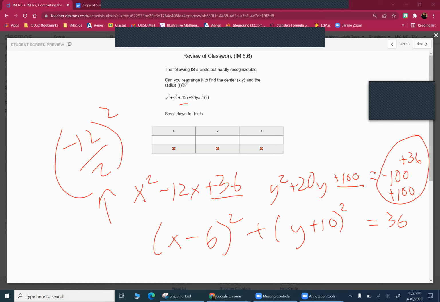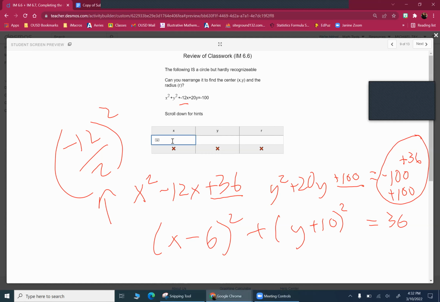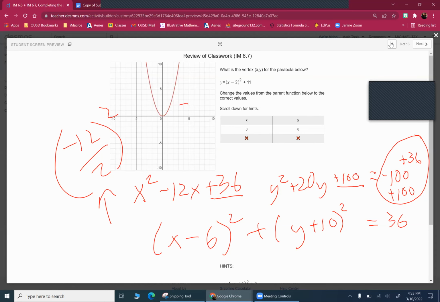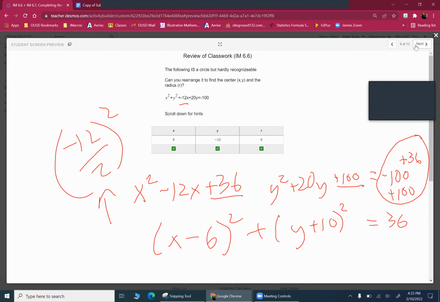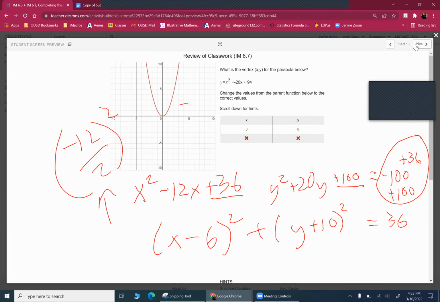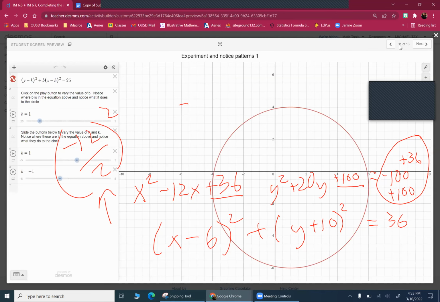Once it's written this way, I can say this has got to be 6. This has got to be a negative 10 because minus a negative 10. And this has got to be 6. Okay. I'm just curious. It seems like I got the same 2 problems in a row. I did. I might need to fix that. Okay. Anything else? Nope. That's just some practice.